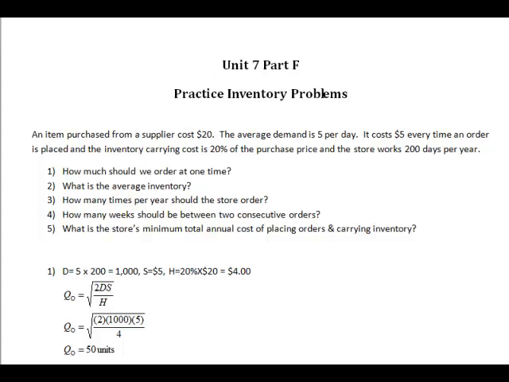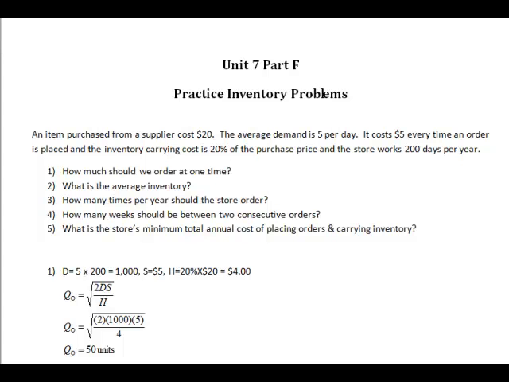So the economic order quantity formula is the square root of 2DS divided by H. So I'll plug my variable values into the formula and do the calculation. So the economic order quantity is 50. That is the quantity that will give us the least total cost.